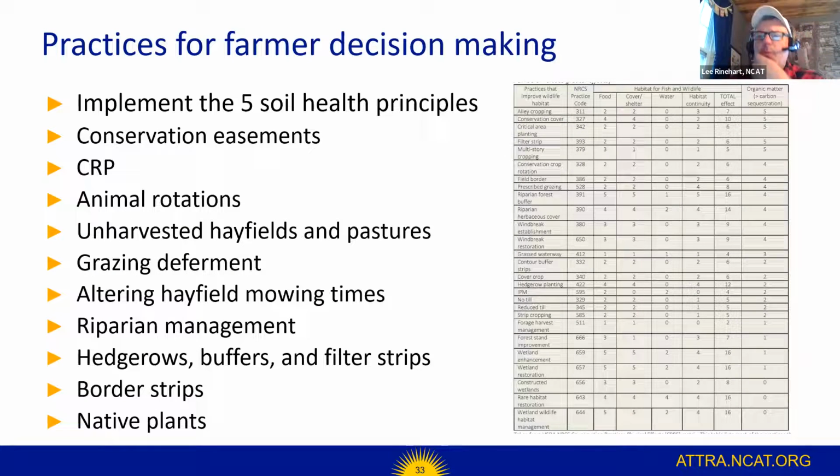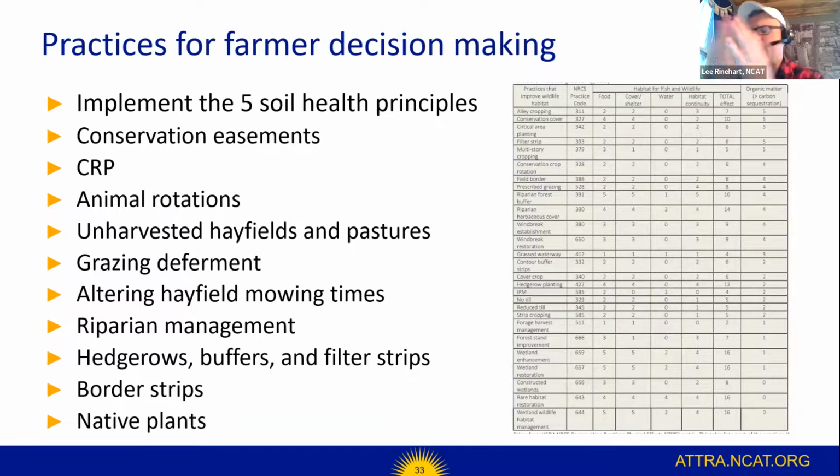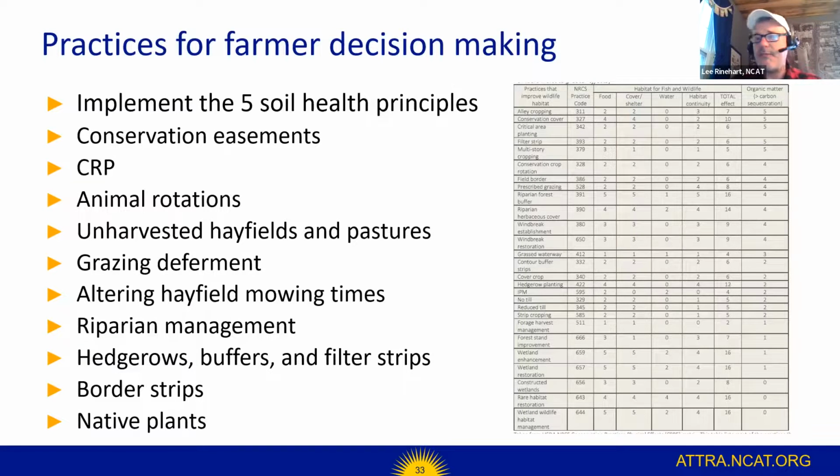So what are some of the things that you can do, right? I always like to say, well, the first thing you can do is implement the 5 soil health principles that we talked about in session 1 so many weeks ago, right? Those 5 soil health principles really will be able to start getting that diversity going and maintaining a system that starts to benefit wildlife habitat, just like it benefits everything else on the farm ecosystem.